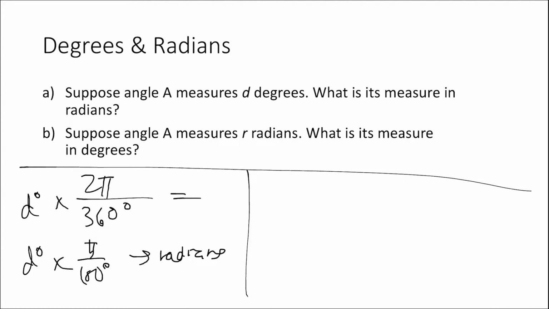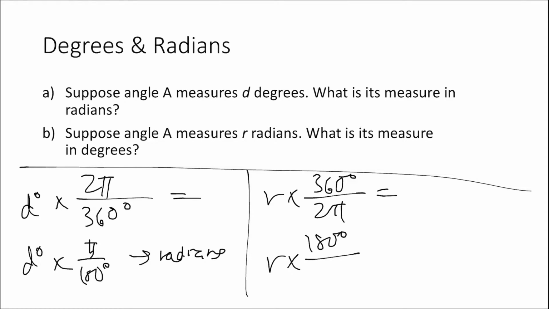Now we do the opposite, radians to degrees. In 360 degrees, we have 2 pi radians, which you can simplify to r times 180 degrees over pi. And then you go to degrees. And make sure, if you're talking about degrees, always put the degree symbol. If you don't have the degree symbol, we always assume it's radians.